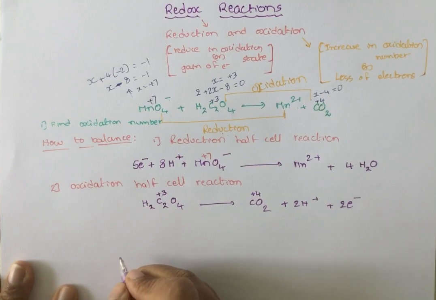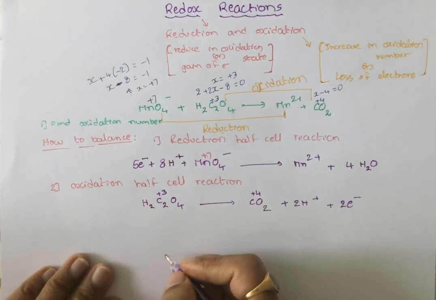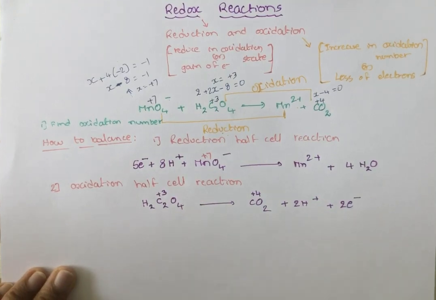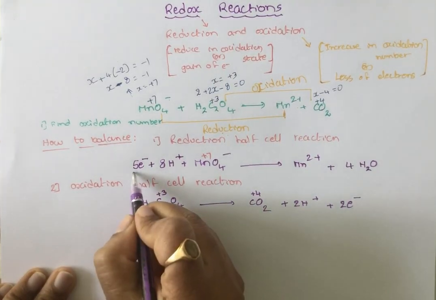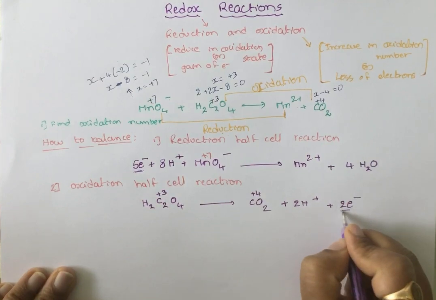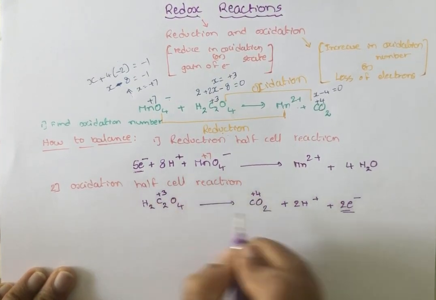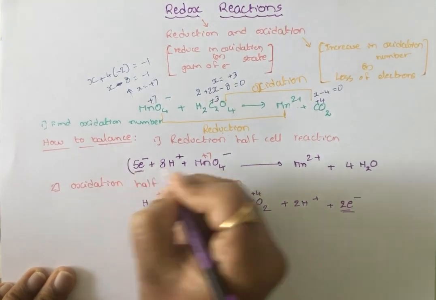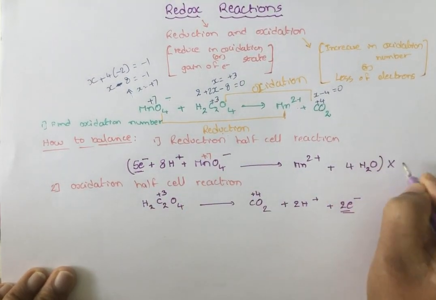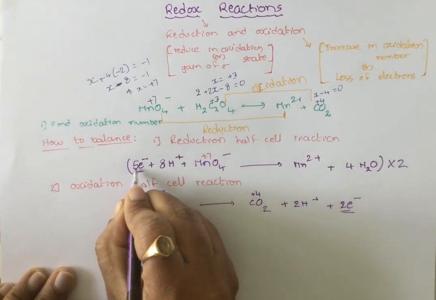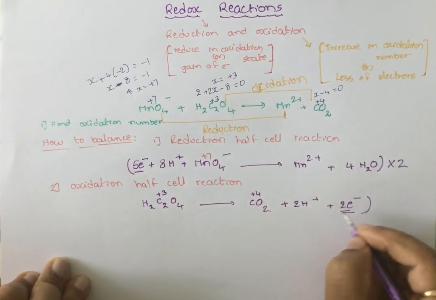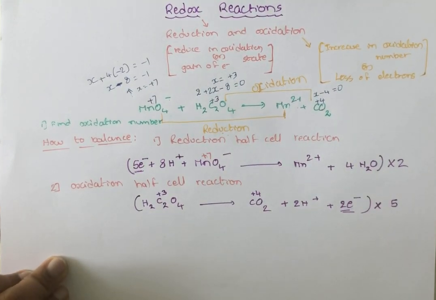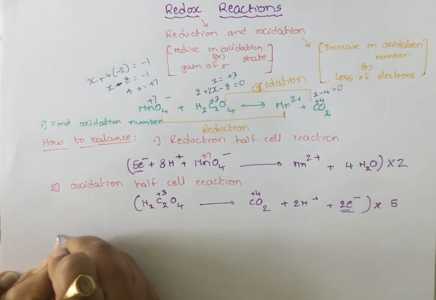Now what do you have to do? You have to write both the reactions together and cancel the possible terms. For that, you check only the electrons. Here we have 5 electrons, here we have 2 electrons. You have to equate them, because you need to cancel the electrons. That's our interest. So this whole reaction should be multiplied by 2, so that I get 5 times 2, 10 electrons. And this whole reaction I'm going to multiply by 5. Now rewrite the reactions.